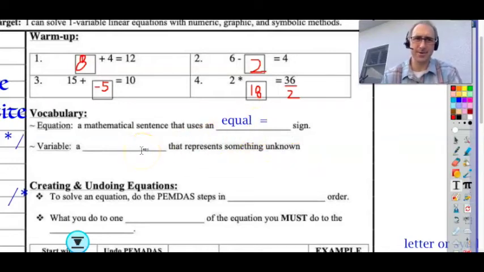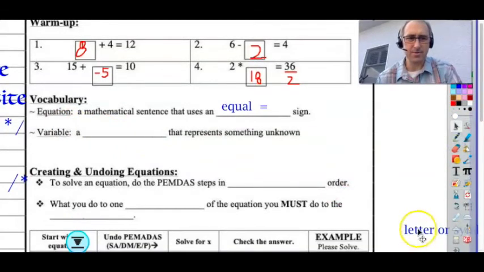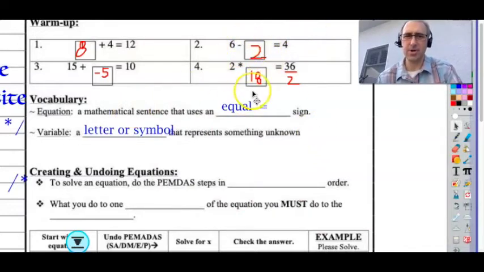So that brings up the question, what's a variable? A variable is a letter or symbol that represents something we don't know. We used to use boxes, but now we're going to use letters. Commonly, on this sheet, we're going to use X's, but they don't have to be X's. They could be G's or K's or L's or Y's or any letter.